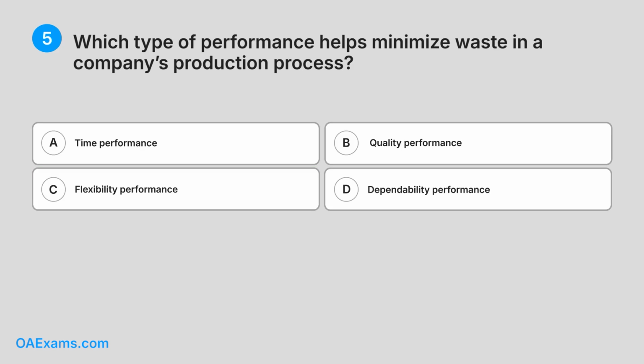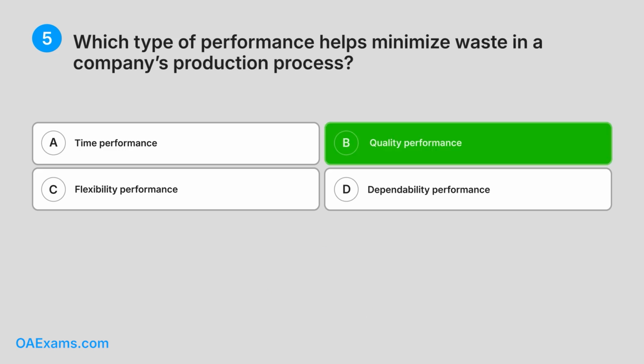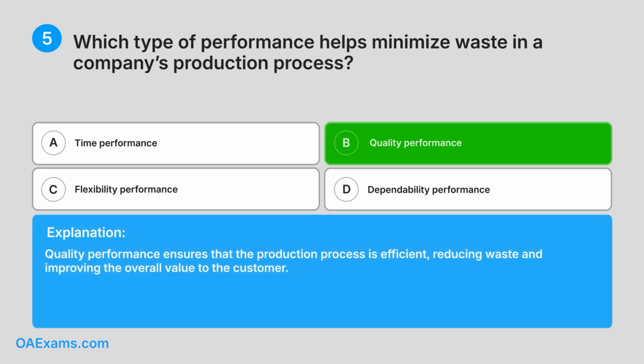5. Which type of performance helps minimize waste in a company's production process? A. Time performance, B. Quality performance, C. Flexibility performance, D. Dependability performance. What do you think is the answer? Correct answer, B. Quality performance. Explanation. Quality performance ensures that the production process is efficient, reducing waste, and improving the overall value to the customer.